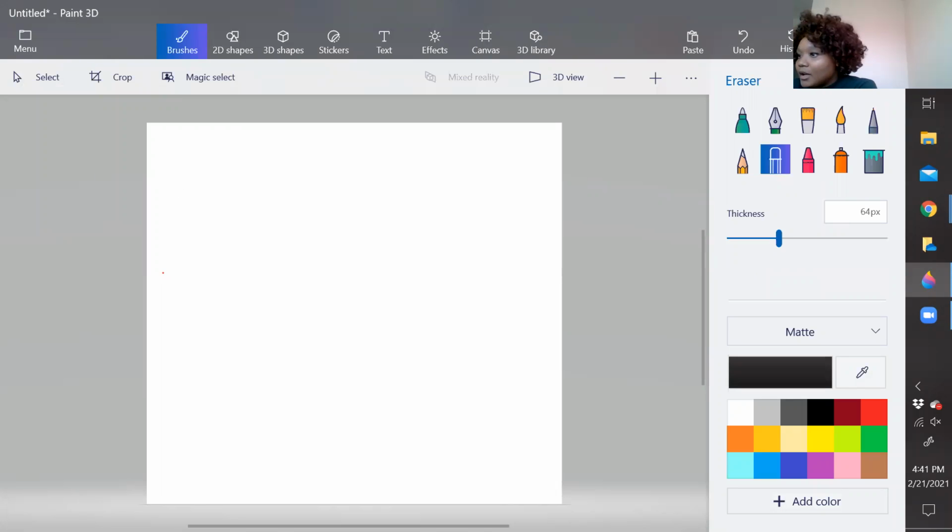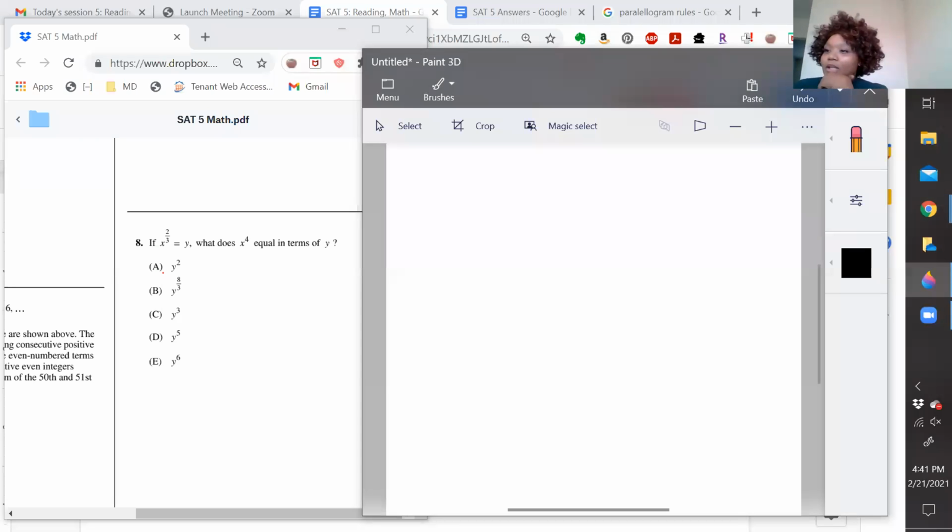Okay. All right, cool. So if x to the 2/3 power equals y, what does x to the 4th equal in terms of y? So DM, first tell me, how did you set this problem up? Like, how did you know what it was asking you?